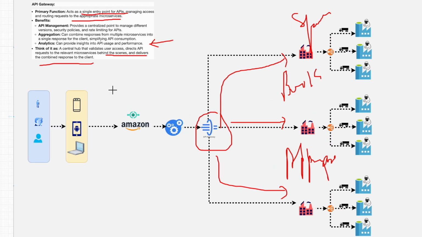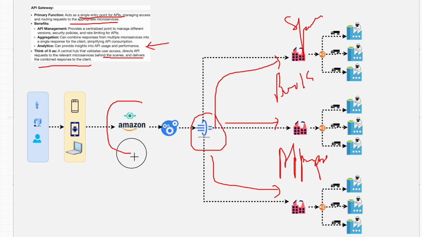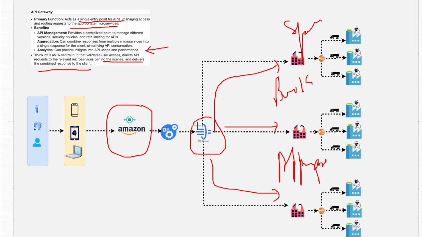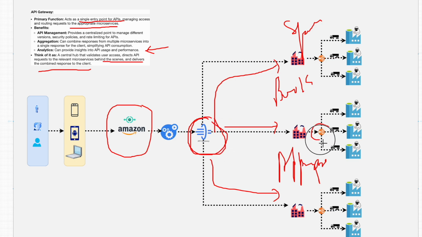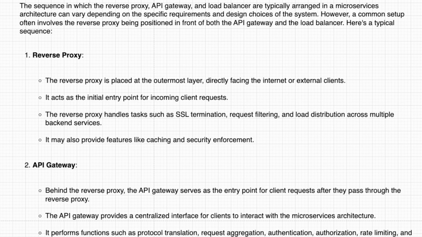Okay, so now let's see in a typical microservice architecture how these things are laid out. First would be a reverse proxy. Then you would have an API gateway. And then you would have load balancers for the individual services. That would be typical, but it can change based on your architectural need. Again, reading the same thing: the sequence in which the reverse proxy, API gateway and load balancer are typically arranged in microservice architecture can vary depending on specific requirements and design choices.